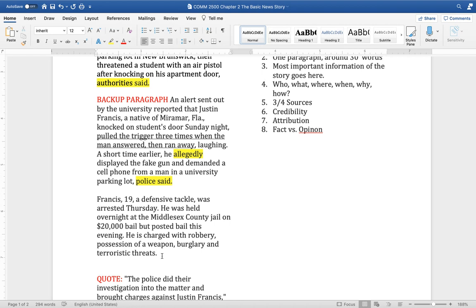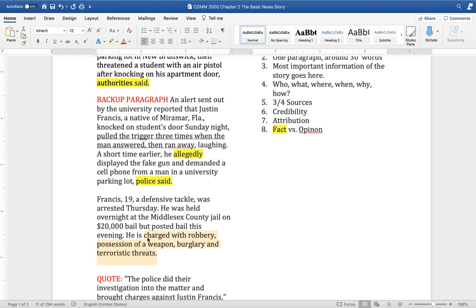Now, there's no attribution in this entire paragraph. The reporter has not said police said. He hasn't said allegedly. He hasn't said authorities said. And the reason for that is all the information in that paragraph is a fact, right? It's a fact. He was charged with these crimes. That's a fact. That's not an opinion.